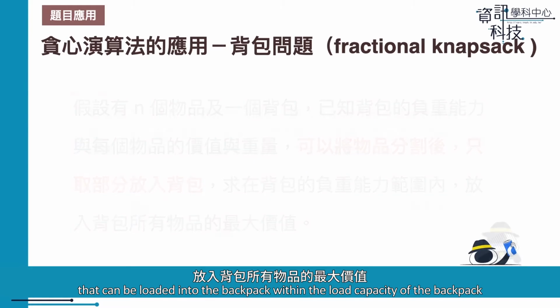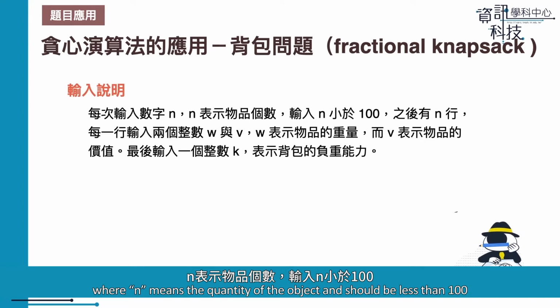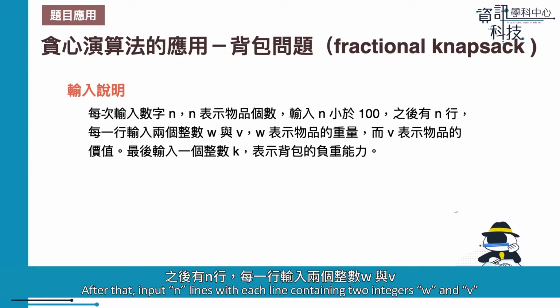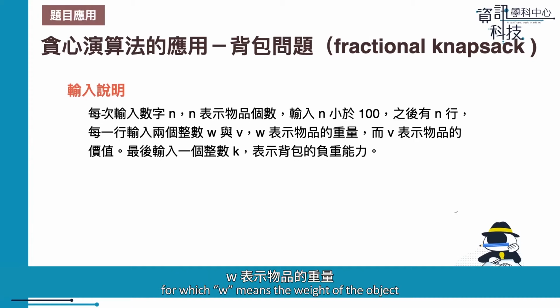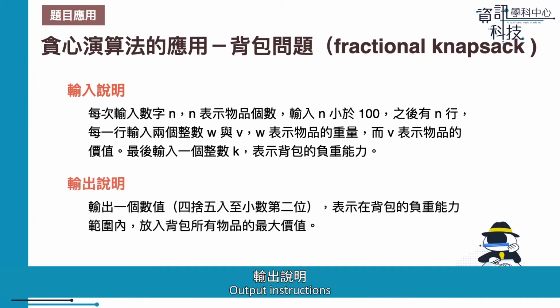Input instructions. Input n per time, where n means the quantity of the objects and should be less than 100. After that, input n lines with each line containing 2 integers, w and v, for which w means the weight of the object and v means the value of the object. Finally, input integer k to represent the load capacity of the backpack. Output instructions.